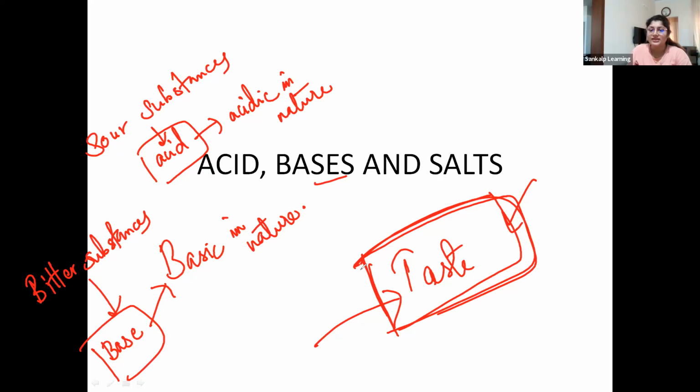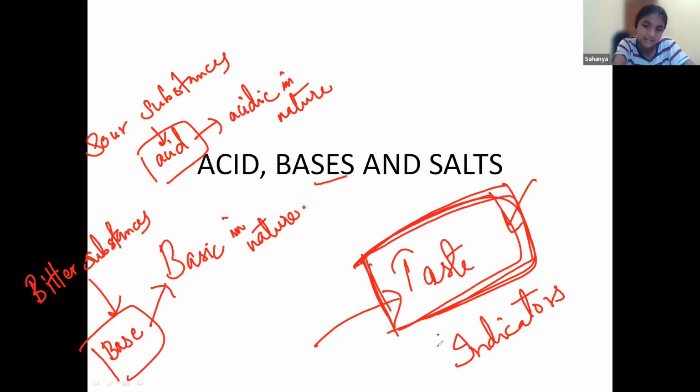Then we could not taste. So at that time special types of substances are used. There are some special substances which are used to test whether a substance is acidic in nature or basic in nature, if we cannot use our tongue to taste. And what are those substances called? They are called indicators.